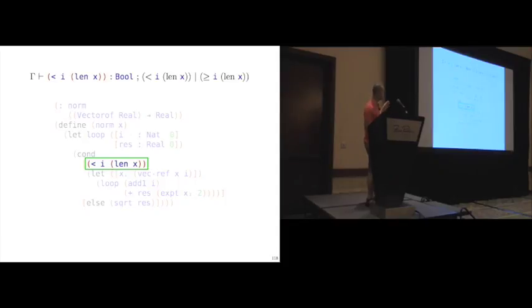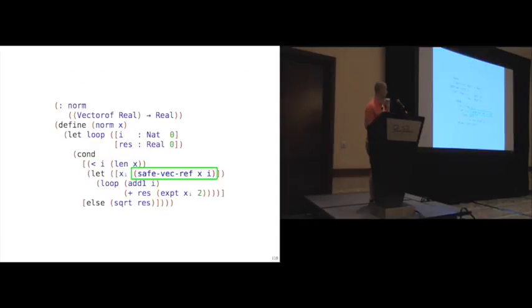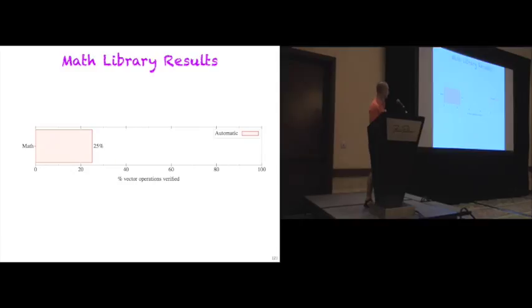In programs like this, where we have this test right there as a guard to the vector access, and its then and else propositions tell us the information we need to know, the safe vector references just worked out of the box. We didn't need to do anything, and that was provably a valid index there. Things of this form made up about 25% of the vector operations in the math library.